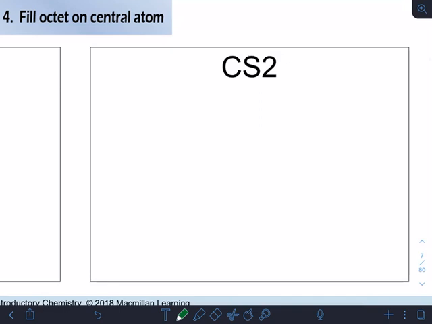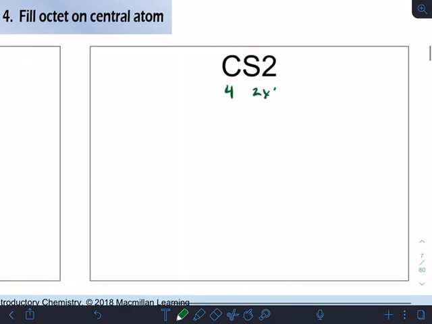Following my rules, I'm going to start with the CS2. Step 1 says to count up the valence electrons. What is the total number of valence electrons? My carbon has 4, and each sulfur has 6, so 2 times 6. 2 times 6 is 12, plus another 4 means that I have 16 valence electrons to put in my drawing.